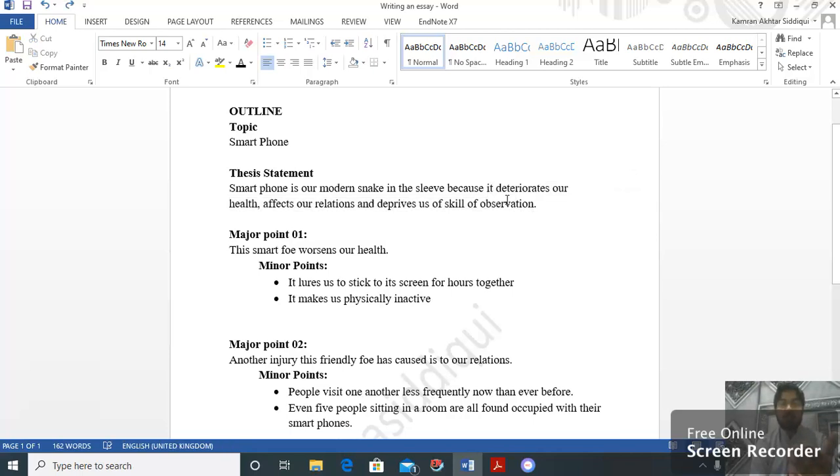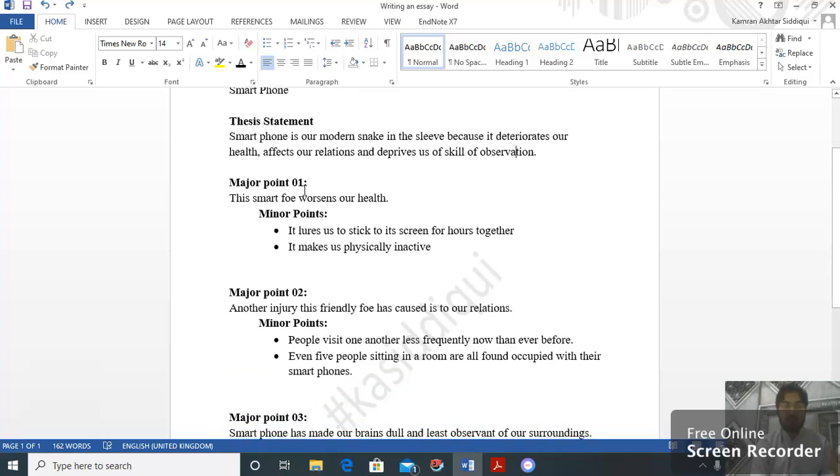Now, these three ideas will be the major ideas of our effect essay. For example, the smartphone worsens our health. Once again, you ask yourself a question: how does it worsen our health? For example, it lures us to stick to its screen for hours together. And again, this is just one effect. And then what happens? Maybe your eyesight gets weaker, or maybe you feel a headache or something like that. So it has a chain of effects.